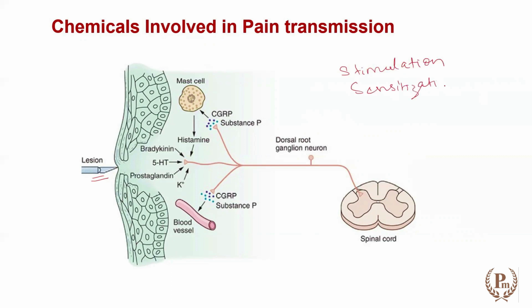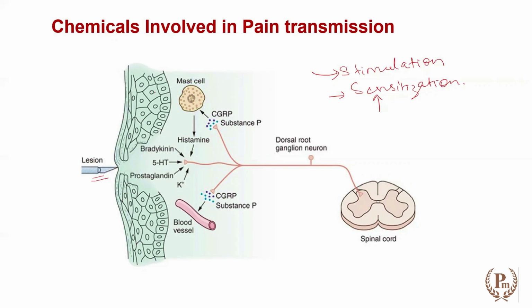Okay, so there will be some chemicals which are going to cause the sensitization. There will be another set of chemicals which are going to stimulate the nociceptive fibers, which in turn will carry the pain sensation, and thereafter they'll follow the ascending tract of the anterolateral spinothalamic pathway.